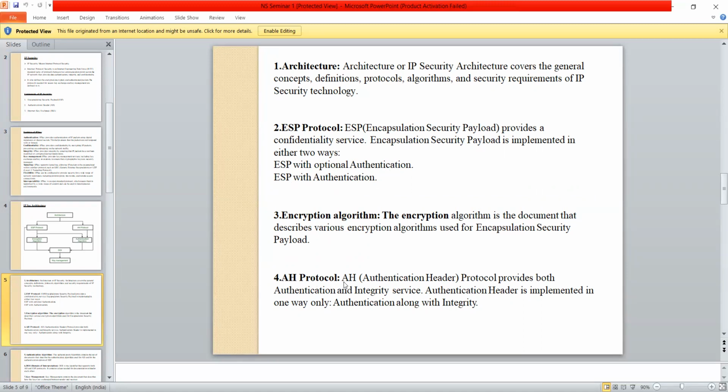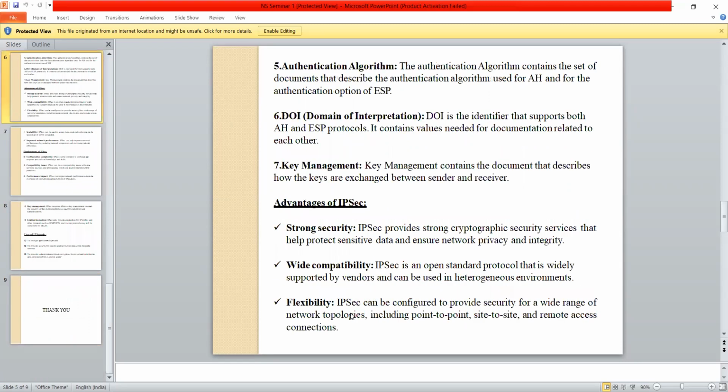Now the AH protocol. AH means Authentication Header protocol. It provides both authentication and integrity services. Authentication Header is implemented in only one way, authentication along with integrity, but ESP is implemented in two ways.